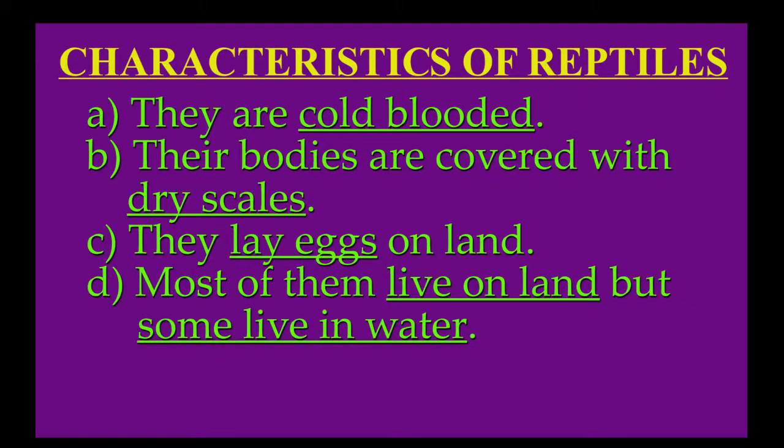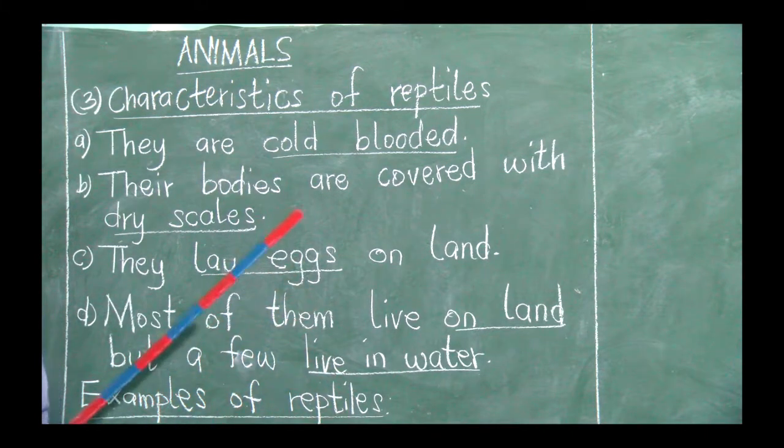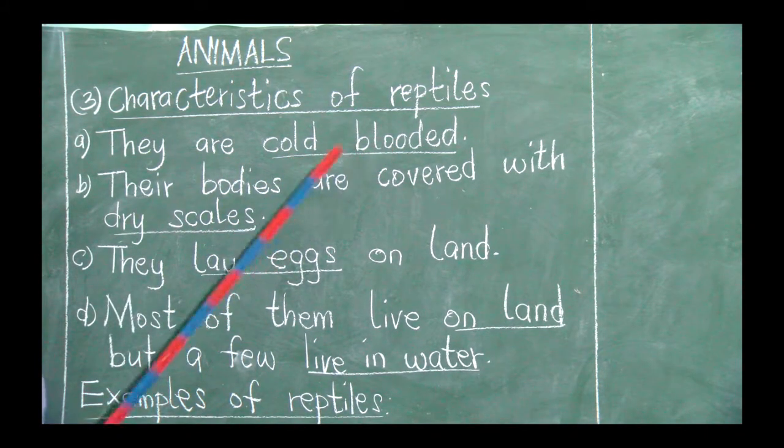The first characteristic of reptiles is that their body temperature is not constant. In other words, they are cold-blooded. This is different from birds and mammals. Remember, when we were talking about mammals, we said that they are warm-blooded. Same case with birds, their body temperature does not change. But when it comes to reptiles, their body temperature is not constant. In other words, they are cold-blooded.